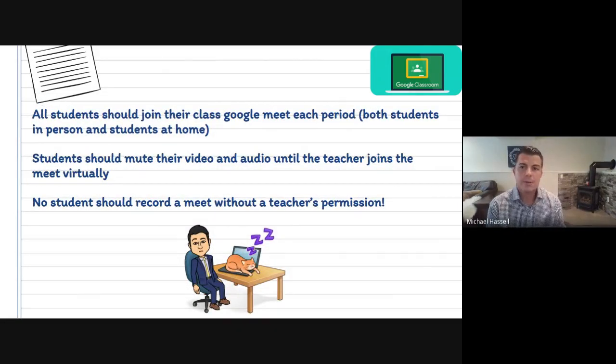So here's an important slide that we just added today. All students should join their Google Class Meet each period, both in person and students at home. If the teacher isn't on the screen yet, maybe it's a distance learning teacher, we're asking that those students shut off their video and shut off their audio and watch until that teacher's there. We don't want to have a situation where students are interacting with each other without any sort of supervision. So we're telling students that they cannot turn on their audio or video until the teacher is present in that meet.